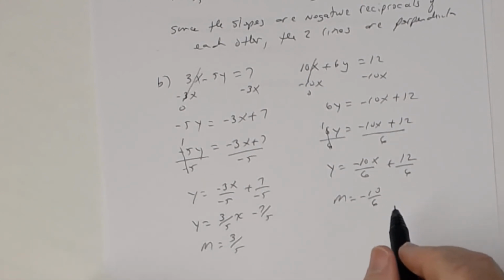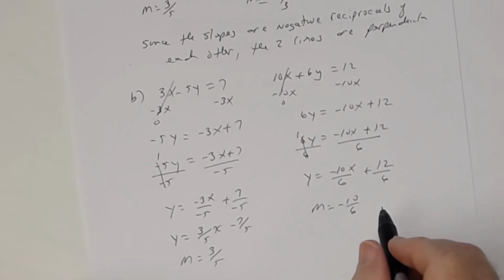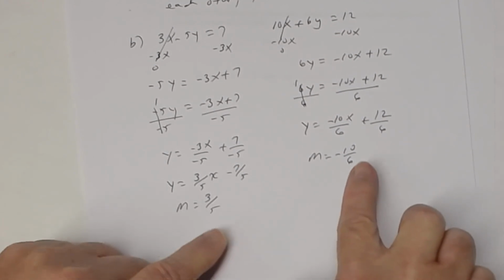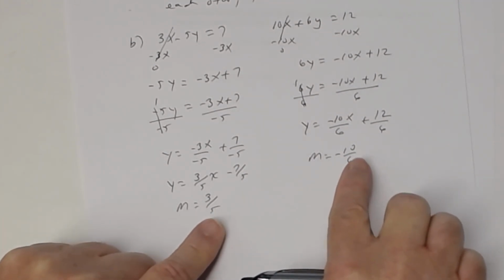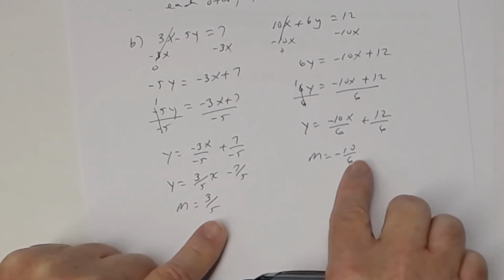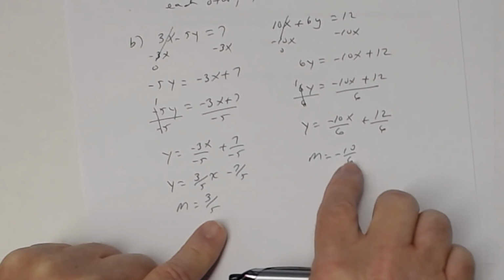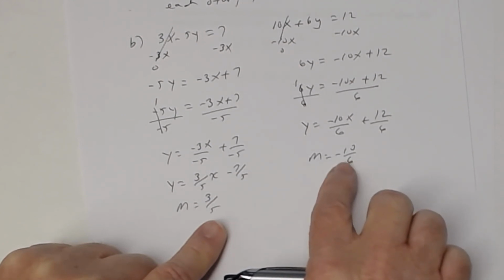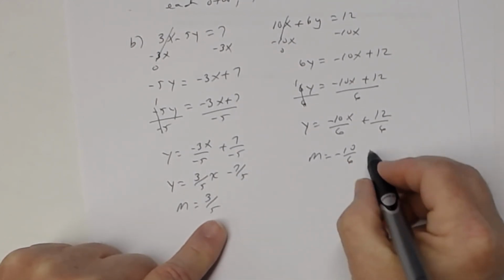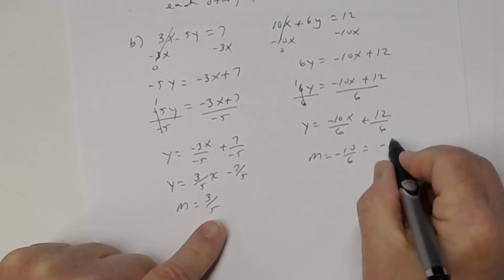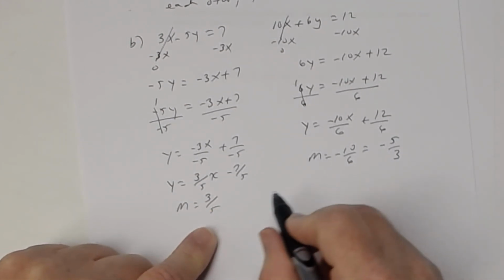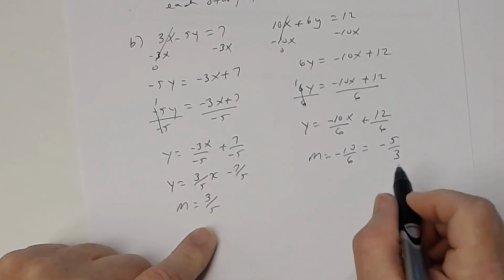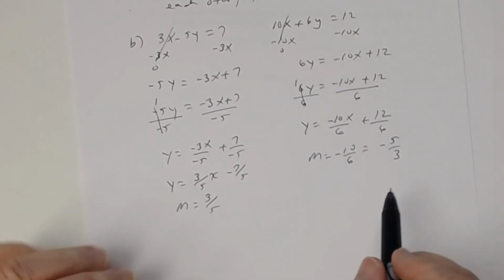And then you're going to compare these two, and you're going to think, well, they're not equal, they're not negative reciprocals of each other, so you're going to say neither. But be careful. Let's reduce negative 10/6. Negative 10/6 reduced is negative 5/3. Now compare these two. So 3/5 and negative 5/3.